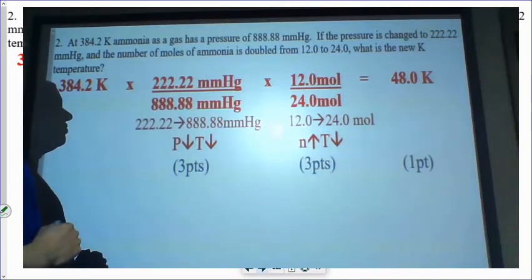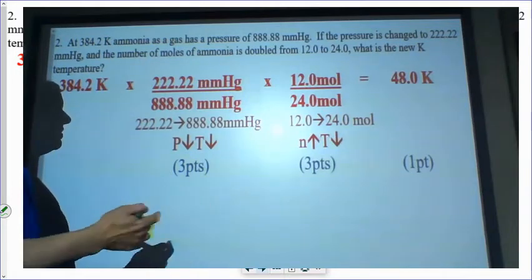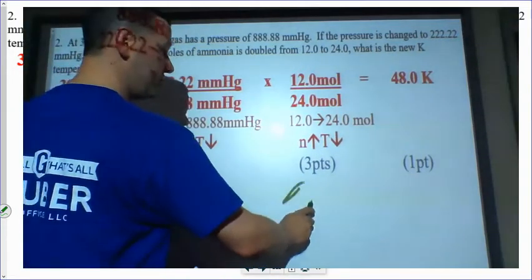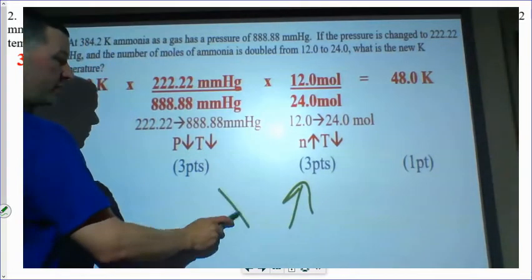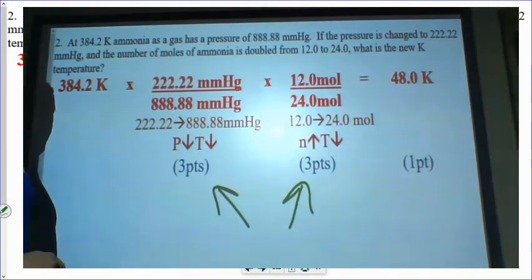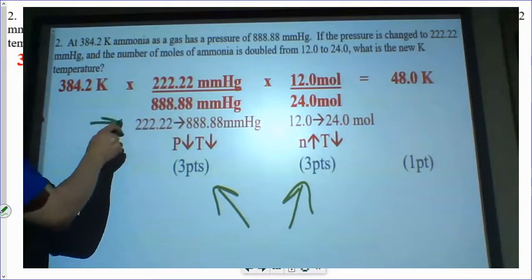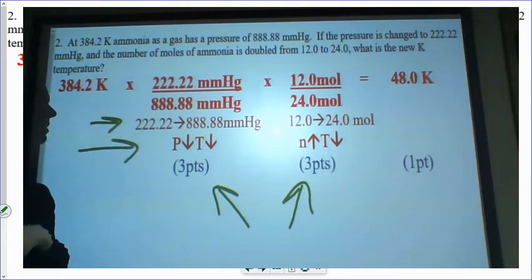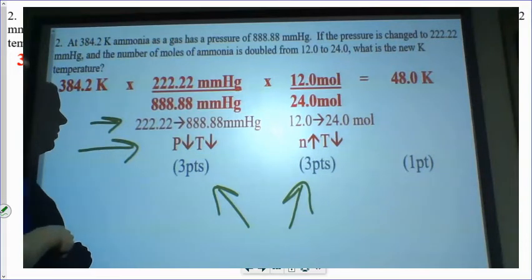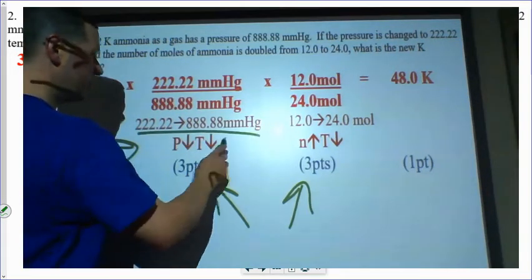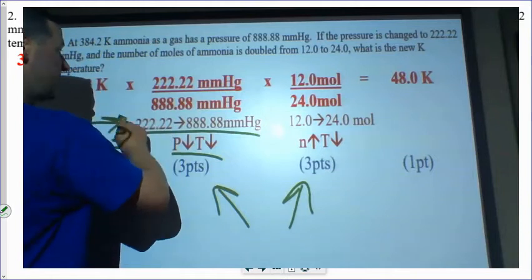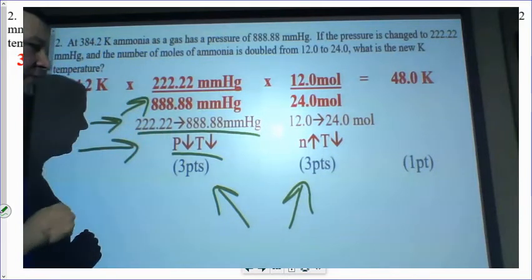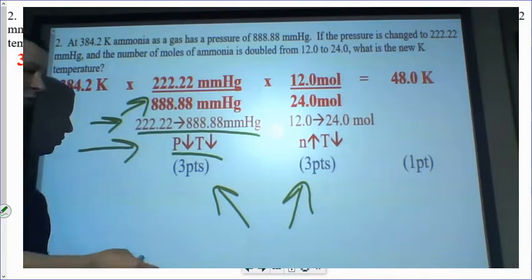Again, if you need to stop the video and write some stuff down, you can absolutely do it. You can see in this version that I did the moles over on this side and I did the pressure over on this side. It makes absolutely no difference whatsoever. You can see I did this part. You can see I did this part. So that's where our 3 points would come from. So I'm always stating what's occurring, then doing my arrows, and then finally arranging the numbers. So that's how you do a problem with moles in it.